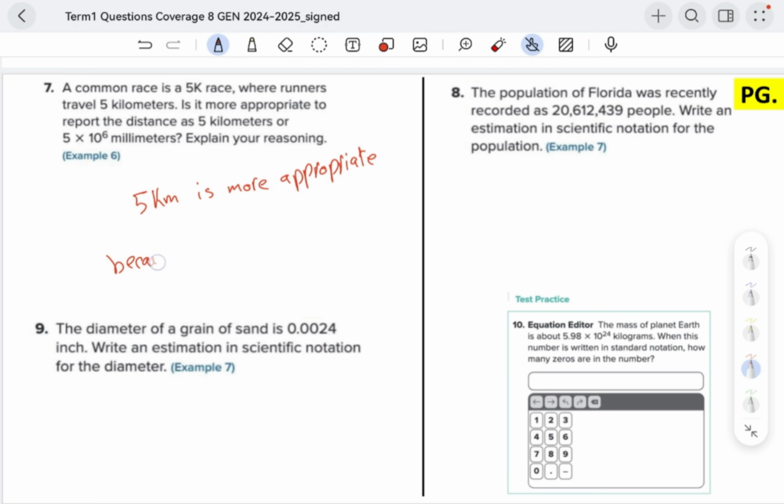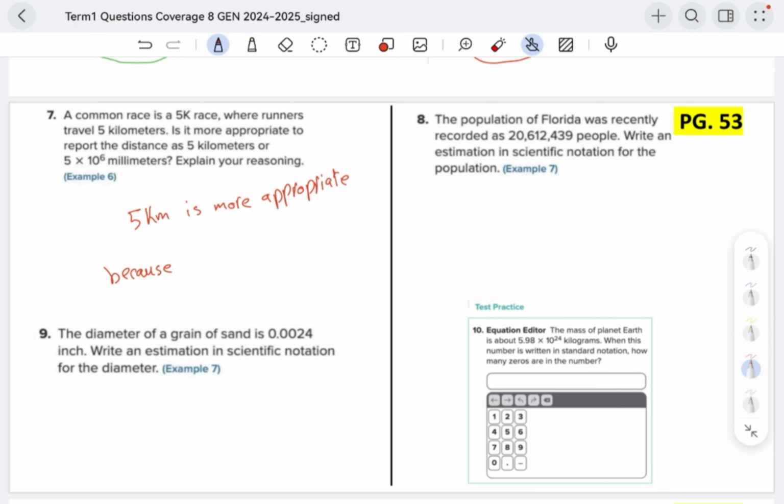because it's better to use big units with big measurements or big numbers.